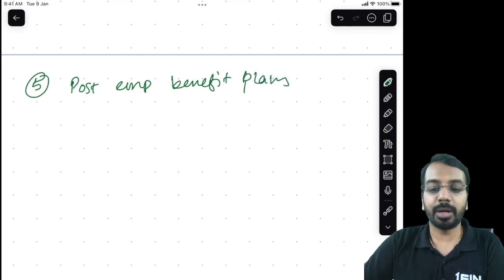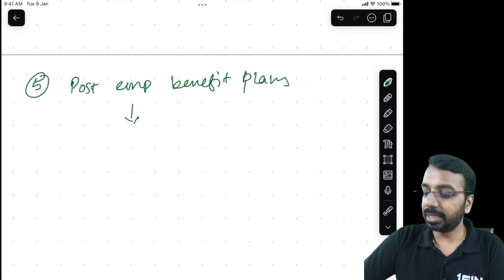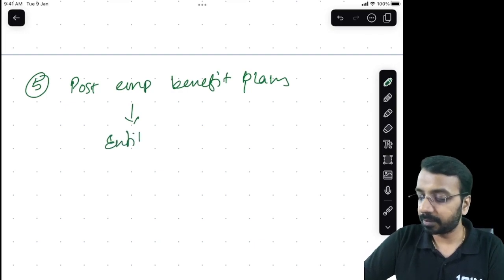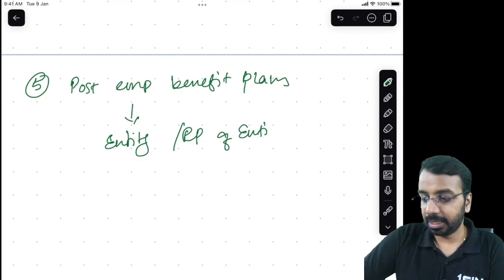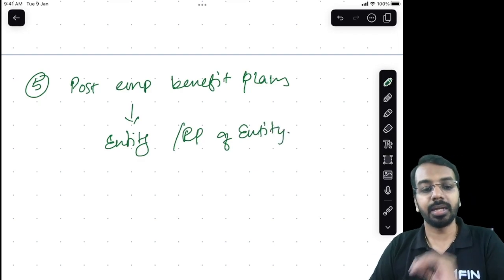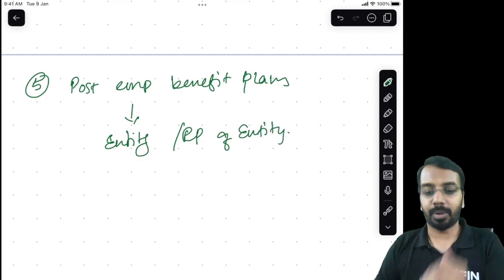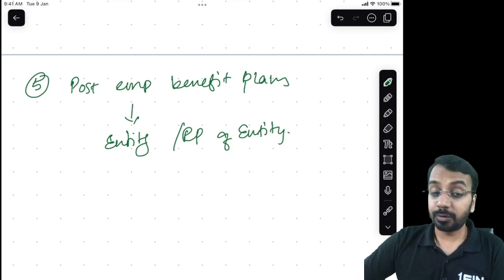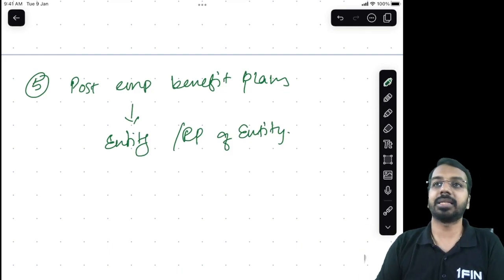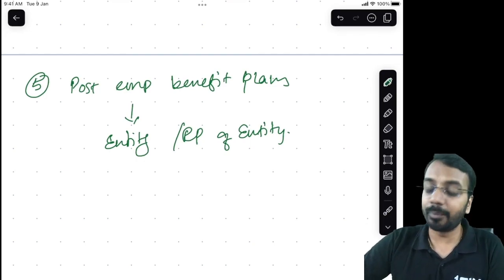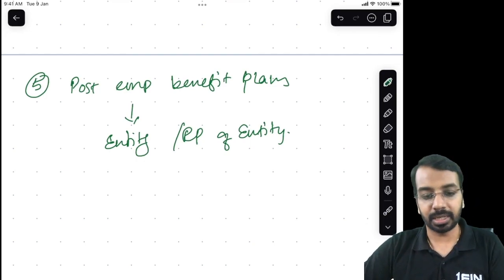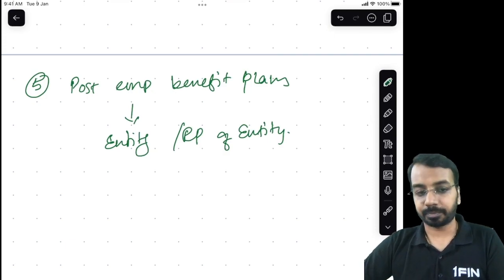Now, a post-employment benefit plan of either the entity or a related party of the entity. So, if there is a post-employment benefit plan, that is also a related party. Now, if you are reporting for a plan, meaning there is a post-employment benefit plan and you are making a report for that, then the employers who are sponsoring it also become related parties.